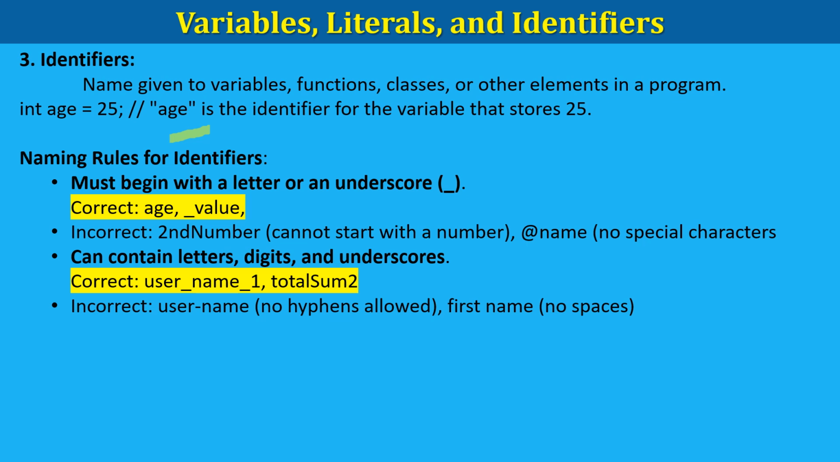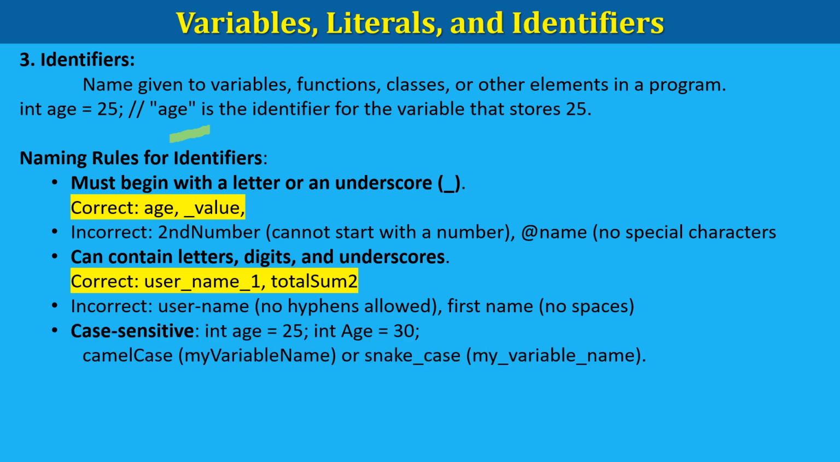and special characters not allowed. Identifiers can contain letters, digits and underscores. Correct: user_name, total_sum2. Incorrect: user-name, no hyphen allowed; first name, no spaces. And they are case sensitive in C++: age and Age are different, so a lowercase age with an integer of 25 and an uppercase Age with an integer of 35 are both different.